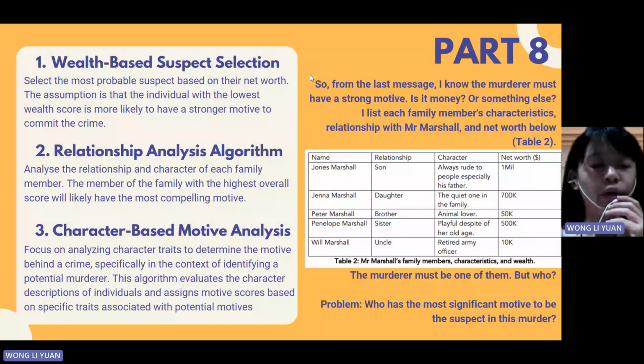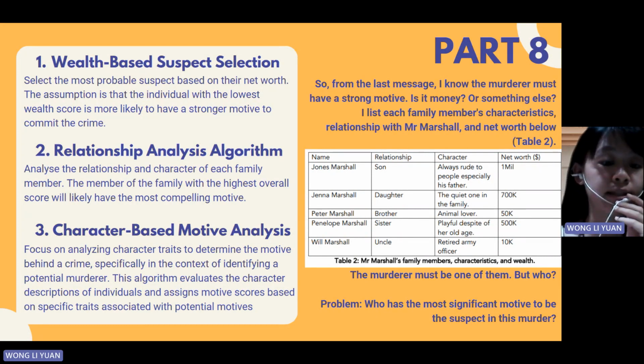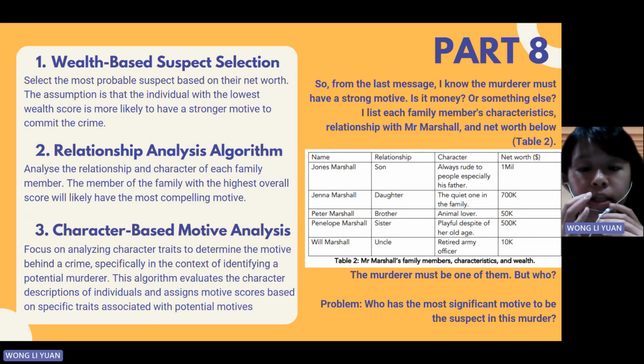Hi, now I'm going to present part 8, which is about who is the most probable murderer. We have 3 solutions for this problem. First is the wealth-based suspect selection. We select the suspect based on their net worth. The smaller net worth is the higher motive.